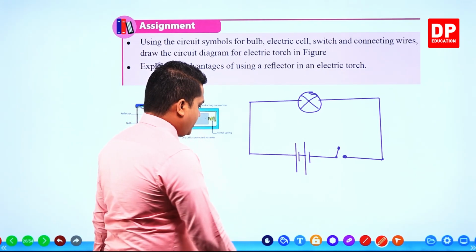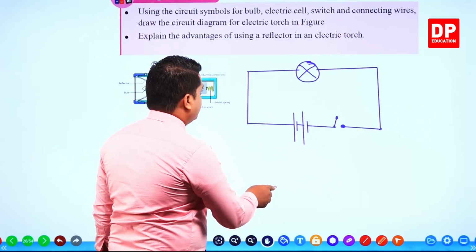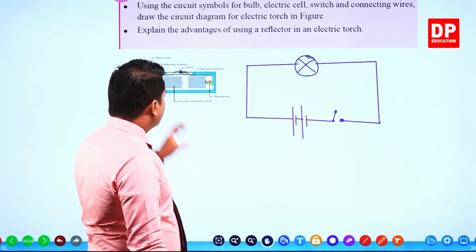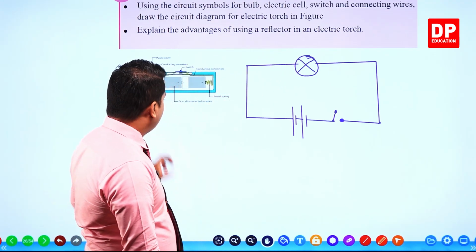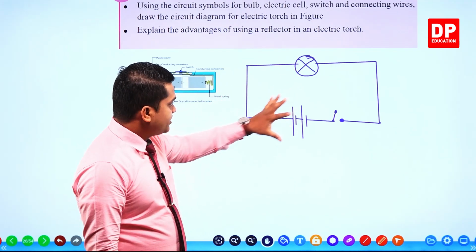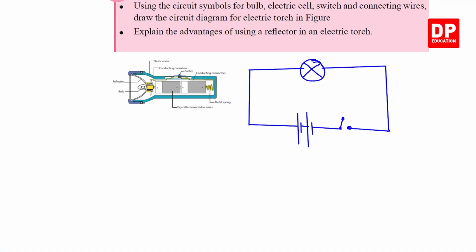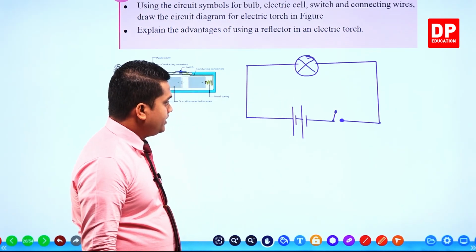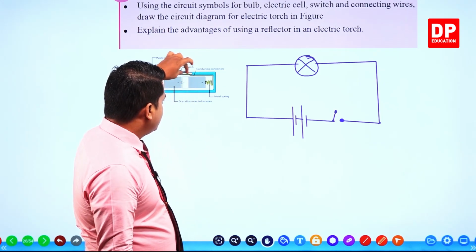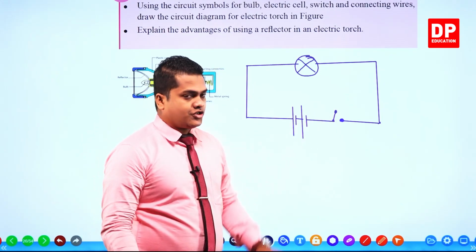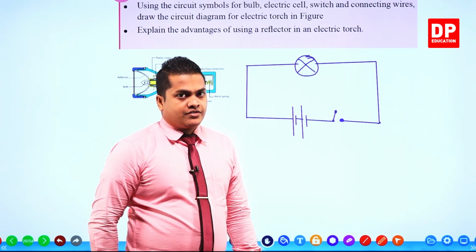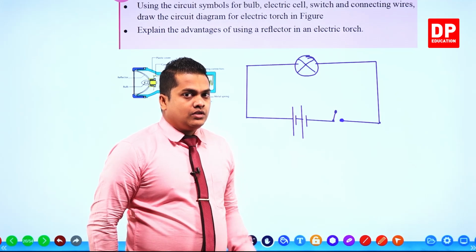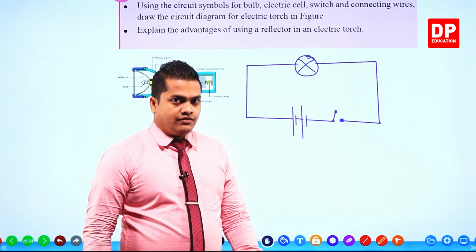Okay, I'm going to take the slide somewhat up so that you can get a clear look. So this is the bulb, the torch bulb. So these straight lines show the connecting wires or the conductors. Then the two dry cells given in here, plus the on-off switch. Okay, my dear children. So this is the circuit diagram related to the electric torch given in the figure.